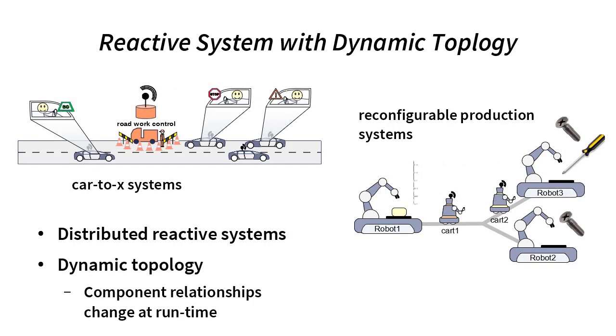Software-intensive systems often consist of multiple reactive components that interact to fulfill the system goals. In systems like car-to-car, car-to-infrastructure communication systems, or reconfigurable production systems, the component topology may change at runtime. That is, the component properties and relationships change, which again influences how the components shall interact.